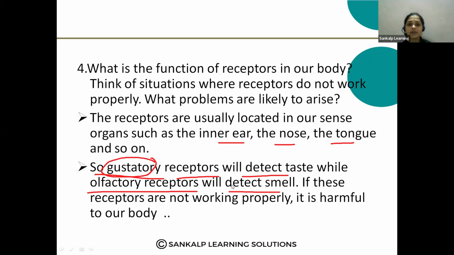Next, think of the situation where the receptors do not work properly. In our nose, if the olfactory receptors are not working properly, we are not able to get the smell. Like that you can write. Note down the answer.